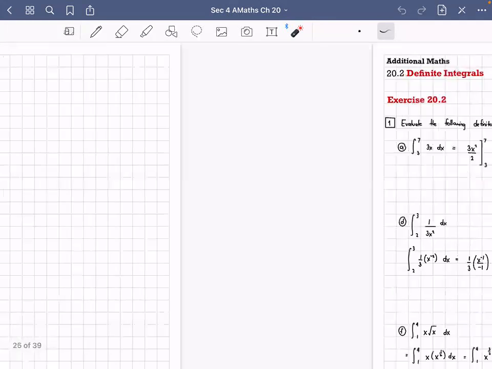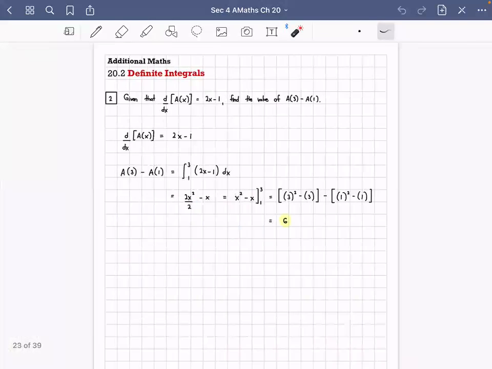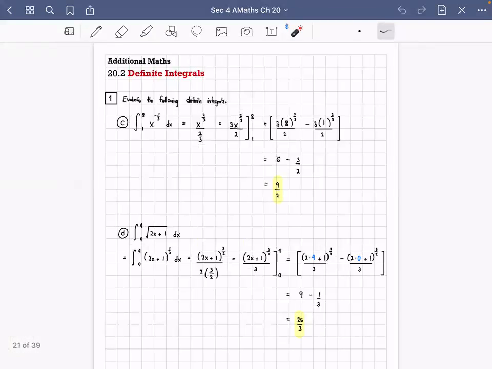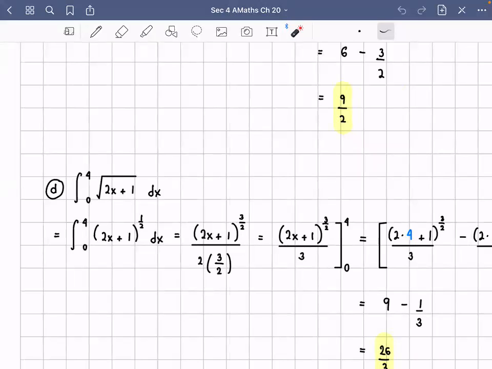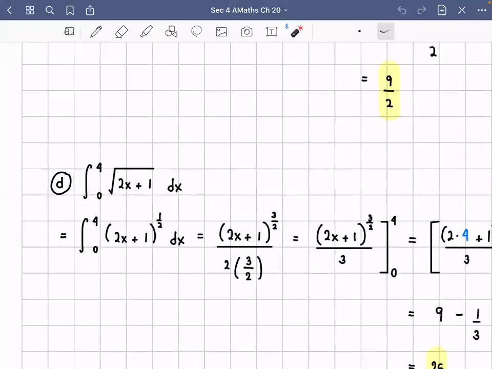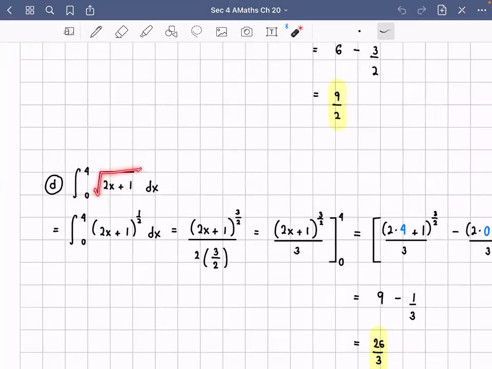Now let's have fractions. Let's have letter D first. So we find the antiderivative of the root of 2x plus 1 from 0 to 4. We first rewrite this and get the integral of this. So how do we get the integral of this, when you have an expression and an exponent outside the expression?